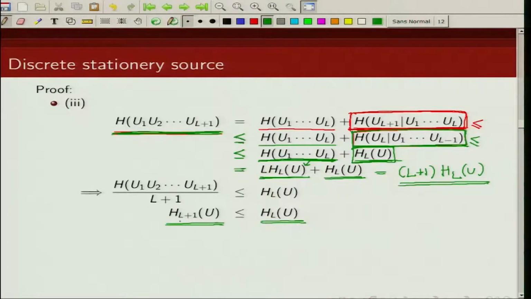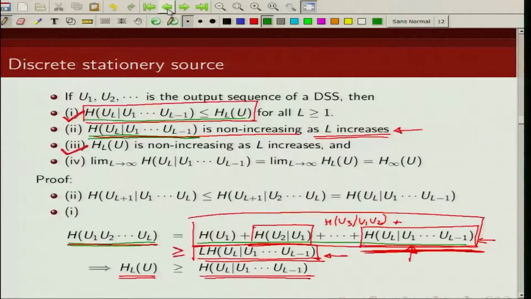So as L increases, we can see this uncertainty per letter is a non-increasing function, and that was our property 3, that HL of U is a non-increasing function as L increases.